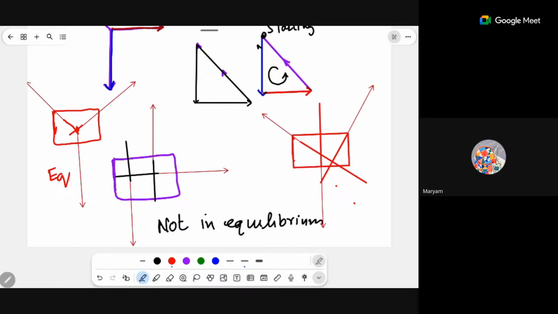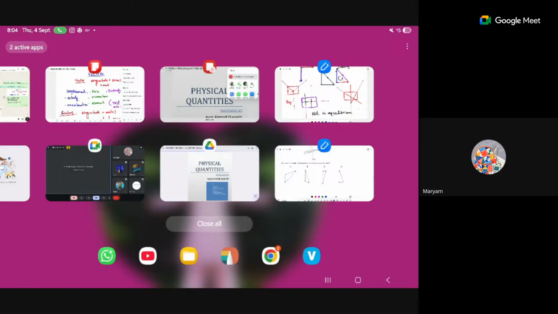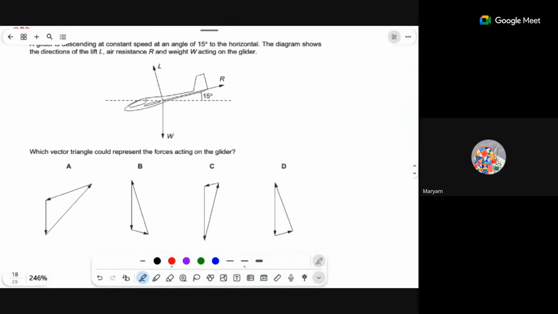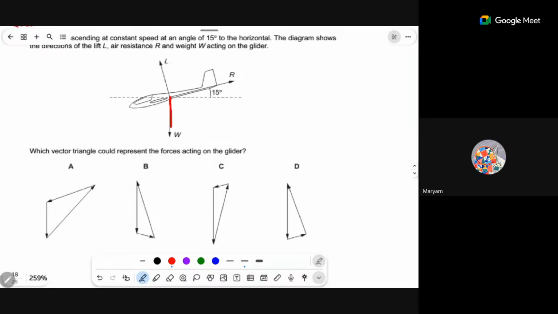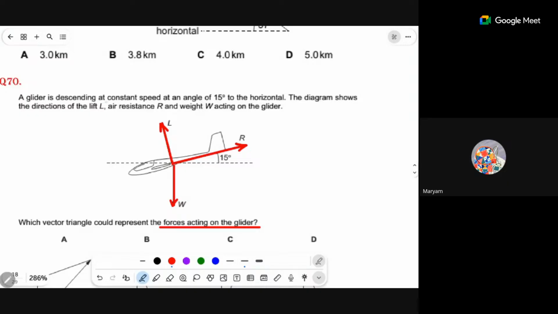So there would be a lot of questions from this discussion, or you can handle the questions. Let me show you. For example, this was the question I told you about. This is the weight of the aeroplane, and this is the lift of the aeroplane, and there is another resulting force over here. This is the resultant force. Then it is said, which vector could represent the forces acting on the glider. So here there will be a phrase that it is in equilibrium, constant speed. Yes, it is moving with constant speed, so it is in equilibrium.